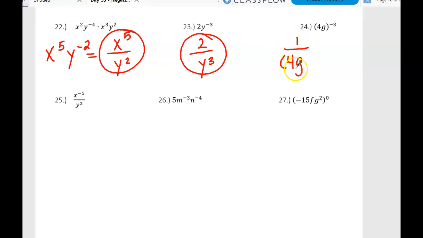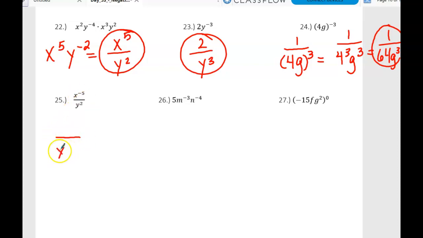All right, and 24, because it's to the negative 3 power, I'm just going to put a 1/4g and make it to the positive 3 power. So this would be 1/4 cubed g cubed, which would be 1/4 cubed is going to be 64, g to the 3rd, or g cubed. And there's our answer. All right, 25, we have a negative exponent, so we're going to move that to the denominator. And if there's nothing left in the numerator, it's just a 1. Okay, so 1/x to the 5th y squared.